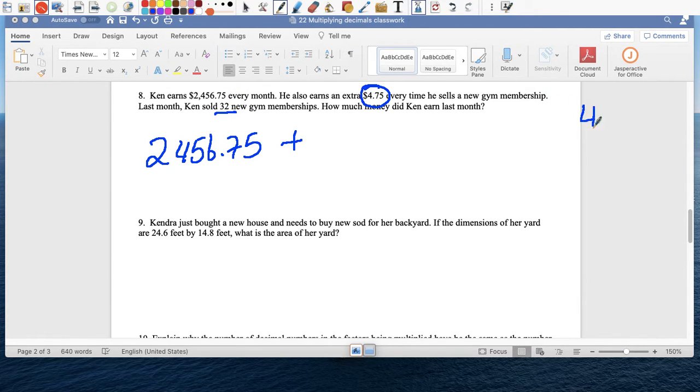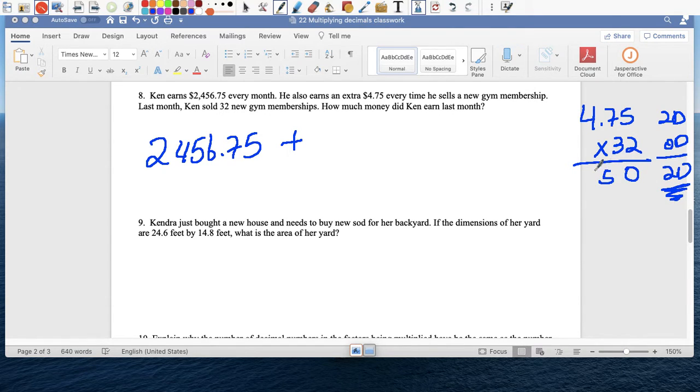So, let's multiply 4.75. If it was one membership, él ganaría 2,456.75 plus 4.75. Dos membresías, another 4.75. Tres membresías, three memberships, another 4.75, and on and on. But we don't want to do that. We don't want to write 4.75 plus 4.75 32 times, so we multiply by 32. Two decimal places, no decimal places, so my answer should have two decimal places.